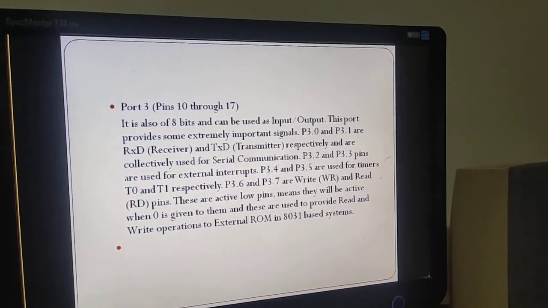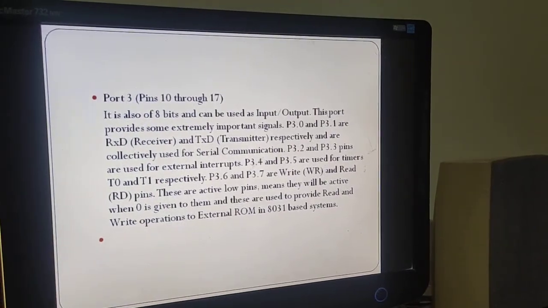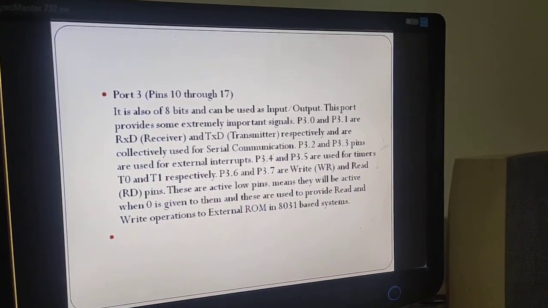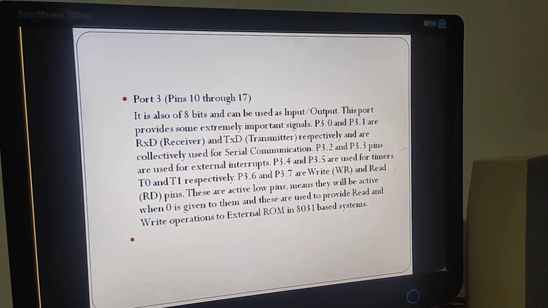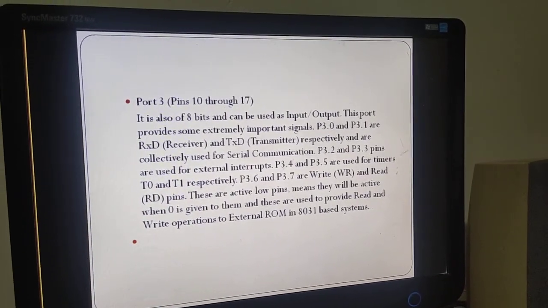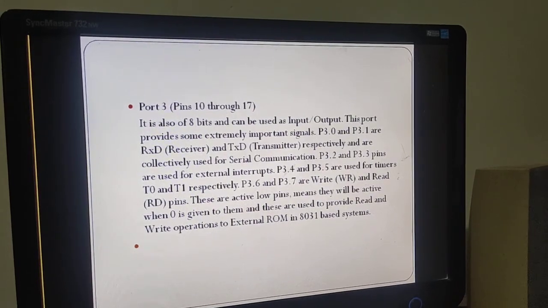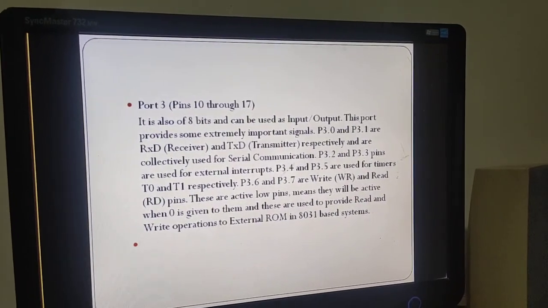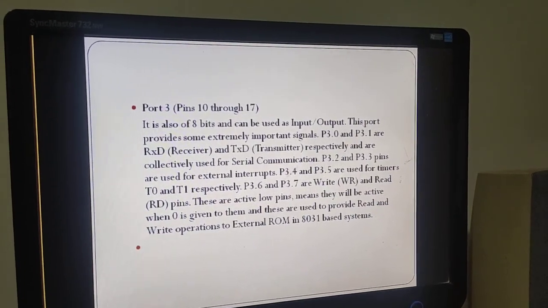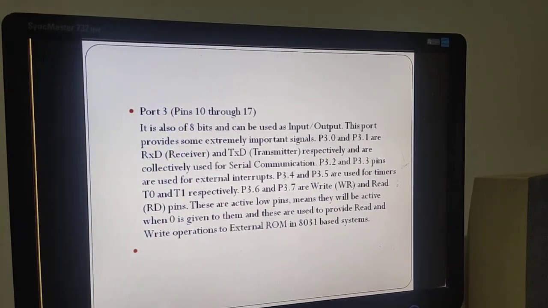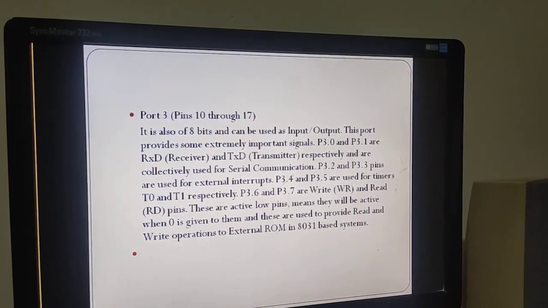Port number 3. It also has 8 bits and can be used as input and output. It can provide some important signals. P3.0 and P3.1 are your serial receiver and transmitter, RXD that is receiver, TXD transmitter, collectively used for serial bit communication. Serial communication means one bit at a time is sent.